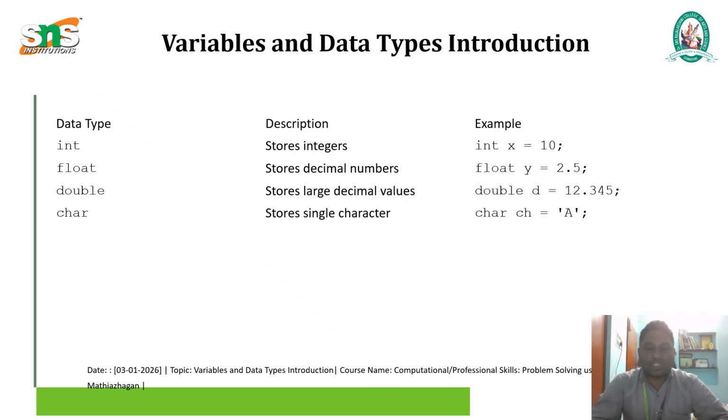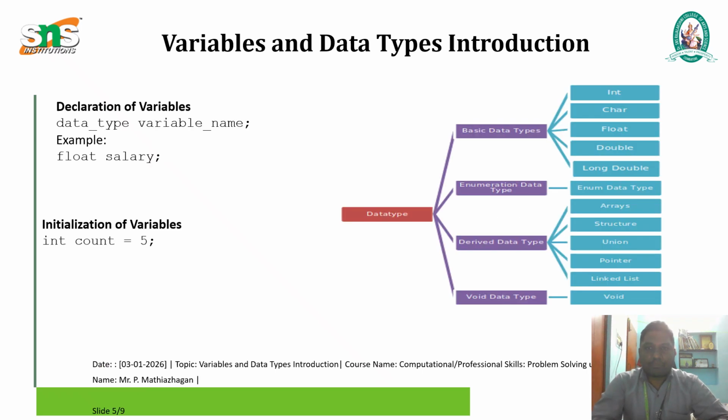For example, int stores an integer: int x = 10. Float stores a decimal number: float y = 2.5. Double stores a large decimal value: double d = 12.345. Character stores a single character: char ch = 'a'. The general form is data type followed by variable name, for example float salary, or int count = 5.